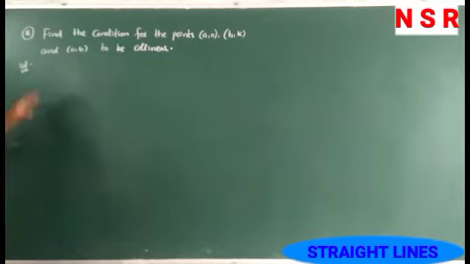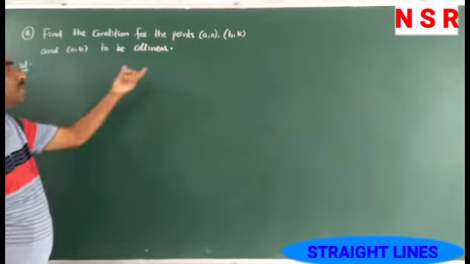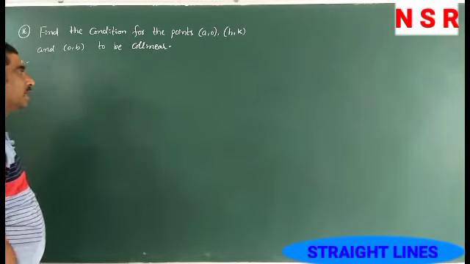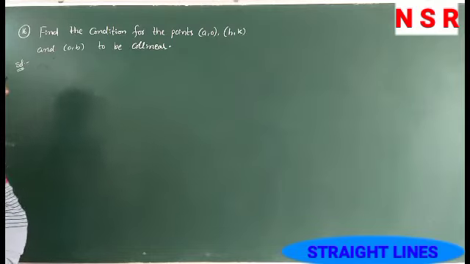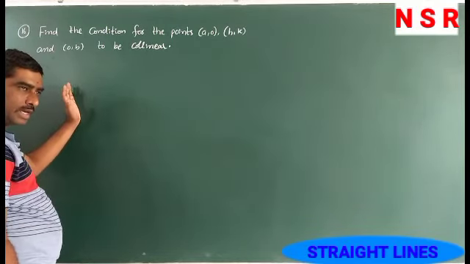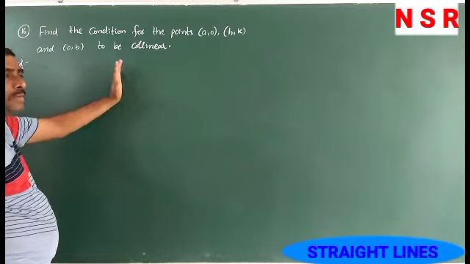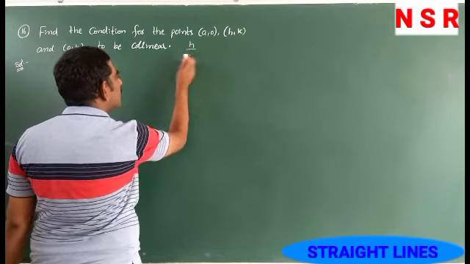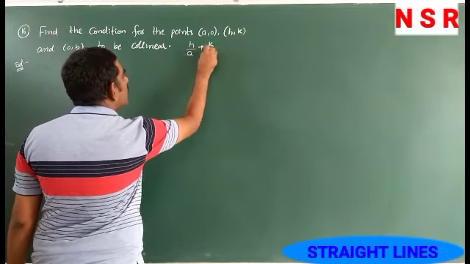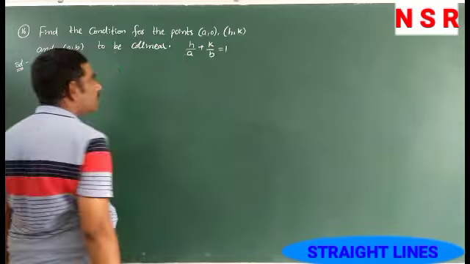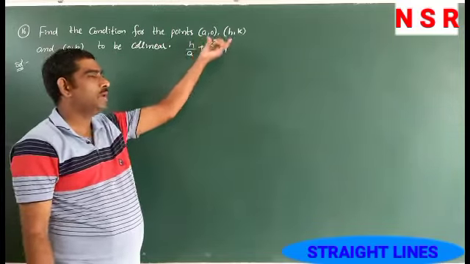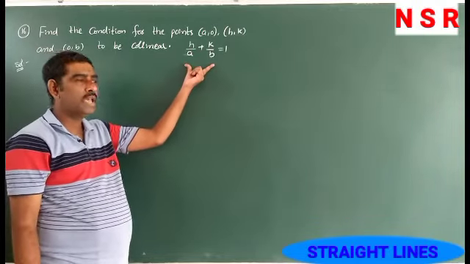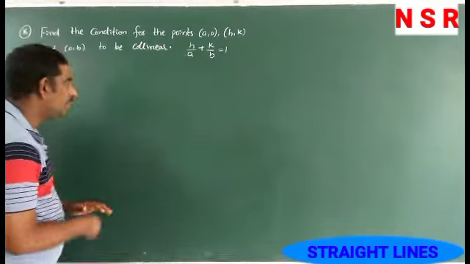Sometimes this same question is given in the annual exam like this: if (a, 0), (h, k) and (0, b) are collinear points, show that the condition is h/a + k/b = 1.